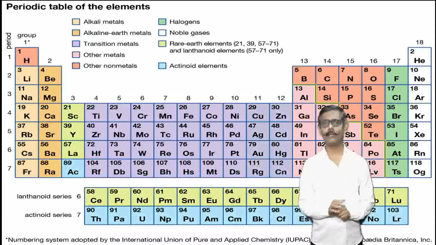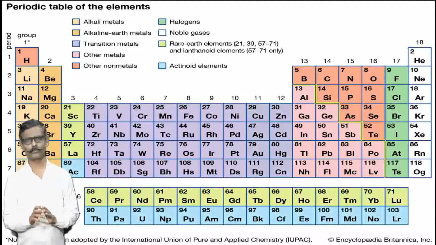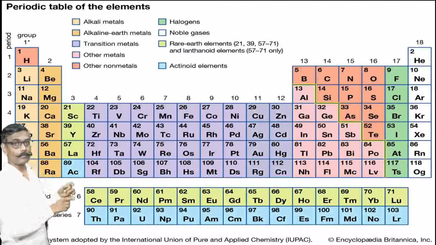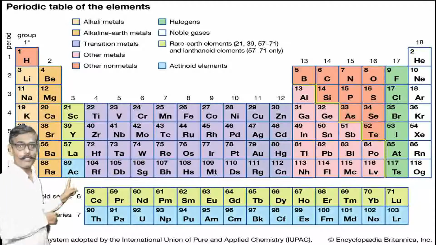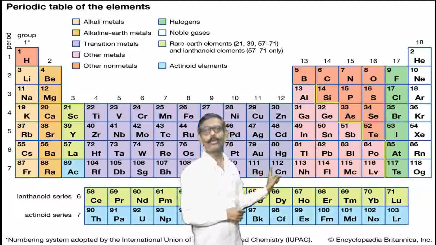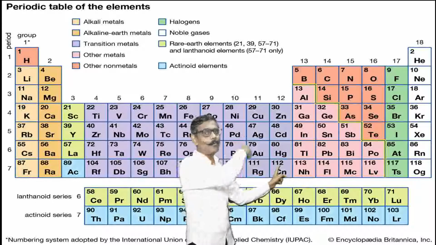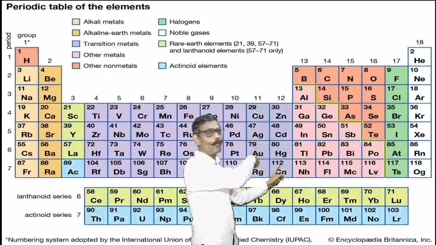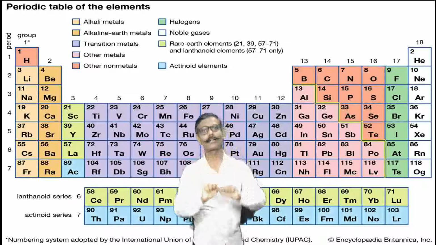The second type of elements is transition elements, and those are included in group number 3, 4, 5 to group number 12. So how many columns are there? How many groups are there in transition series elements? 10 groups are there.